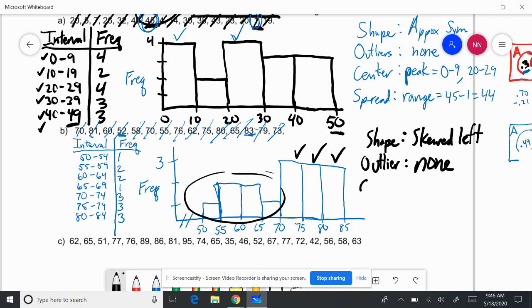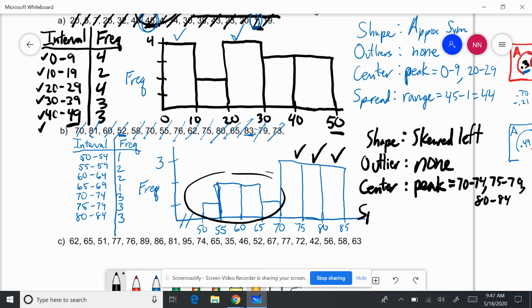Then we have the center. Remember, with histograms, we're going to talk about our peak. It's not the mode, because it's not the number that occurs the most. It's the highest bin, or bar. So what we have is peaks at 70 to 74, 75 to 79, and we have 80 to 84.